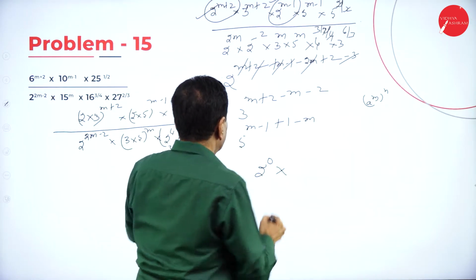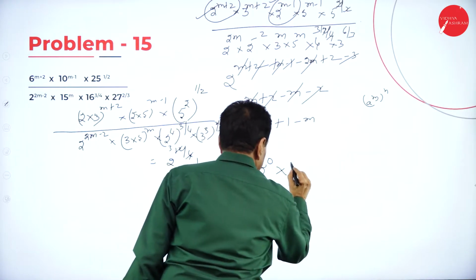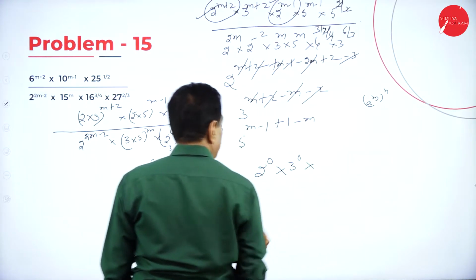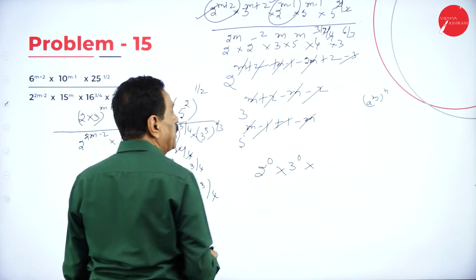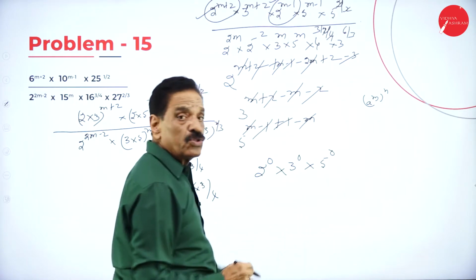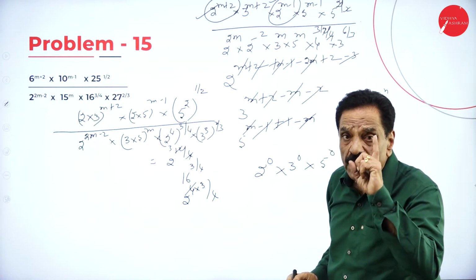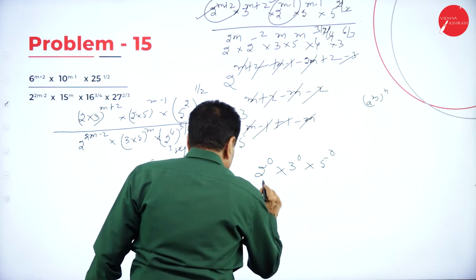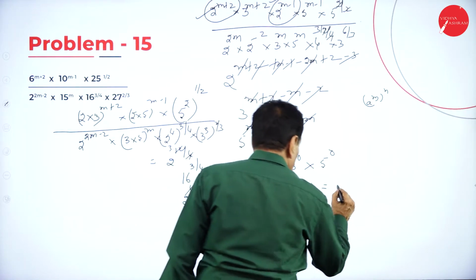Come back here. m m cancelled out, 2 2 cancelled out. This is 3 to the power of 0. m m cancelled out, 1 1 cancelled out. It is 5 to the power of 0. Anything to the power of 0 is 1. This is 1 into 1 into 1 is equal to 1.